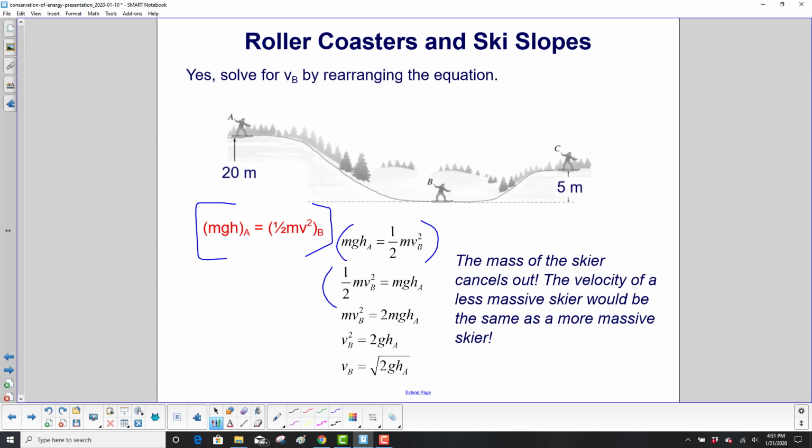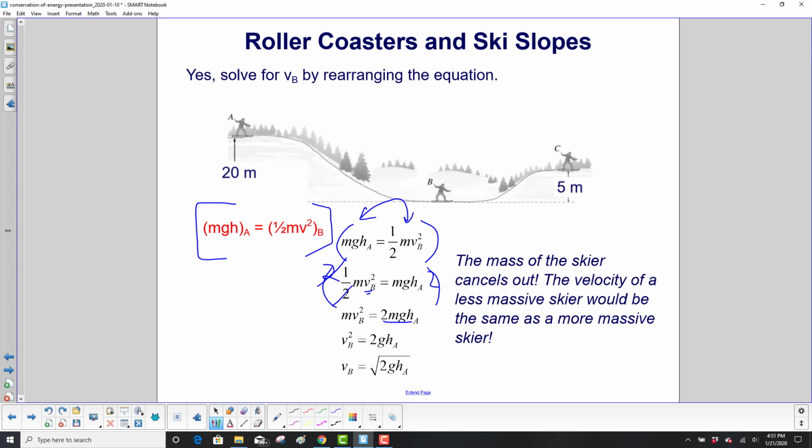Well, we repeat the equation here, except what did we do? We switched the left and the right side because we're trying to solve for vB. Next, we multiply both sides by 2. We undo the operation of dividing this by 2 by multiplying both sides by 2. So 2 cancels here, and a 2 winds up on this side, 2 mgh_A.